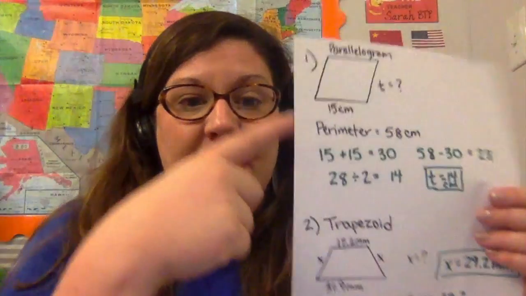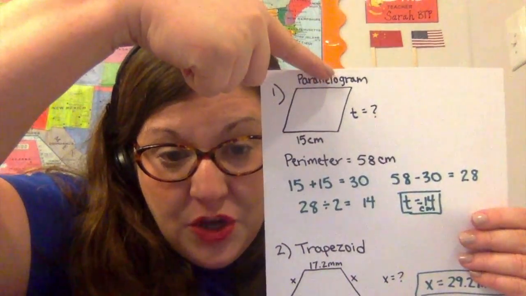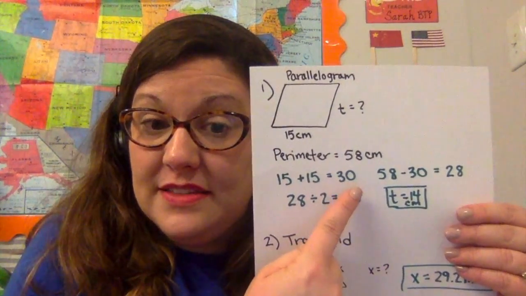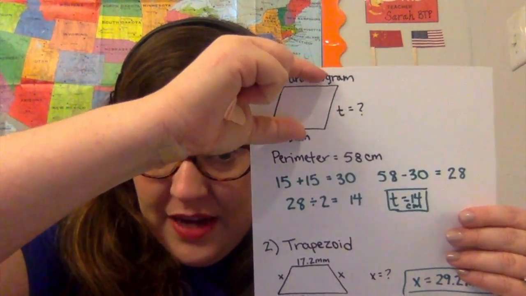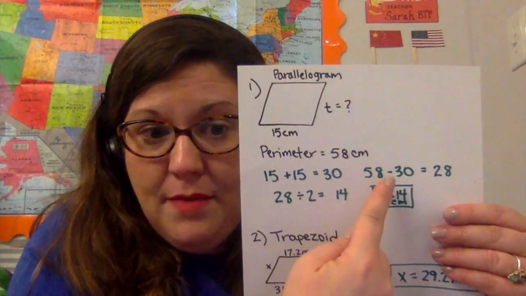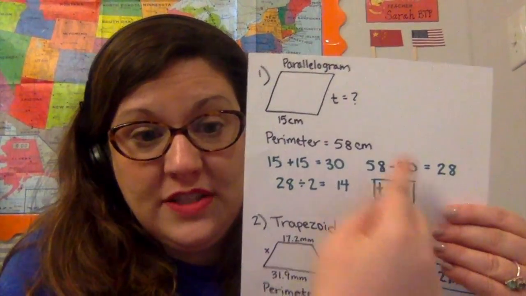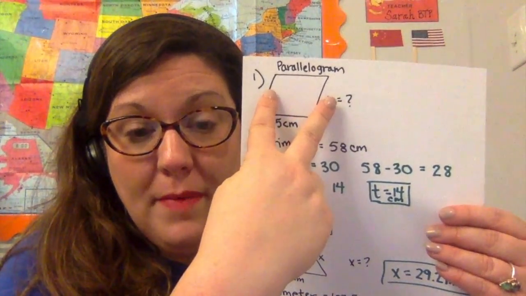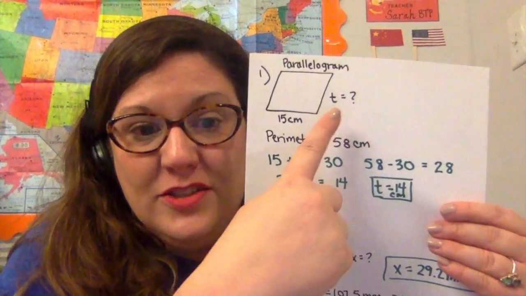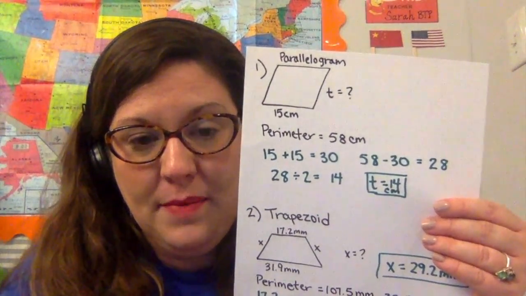So what I did here is I first said, well, I know if this side is 15 centimeters, this other side is congruent to it. So 15 and 15 add to be 30. Then I said, okay, these two add to be 30. Let's subtract that from the entire perimeter. So 58 minus 30 leaves 28 more centimeters. Well, those 28 centimeters have to be divided between these two remaining sides. So we divide 28 by 2, and we get 14. So that means this length here, t, is 14 centimeters.